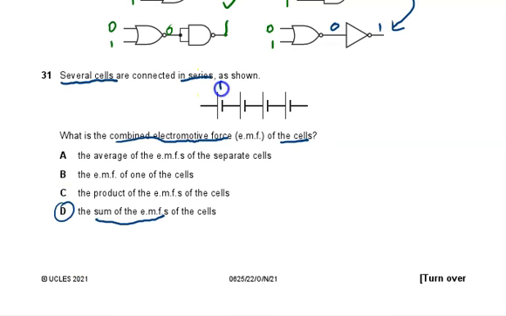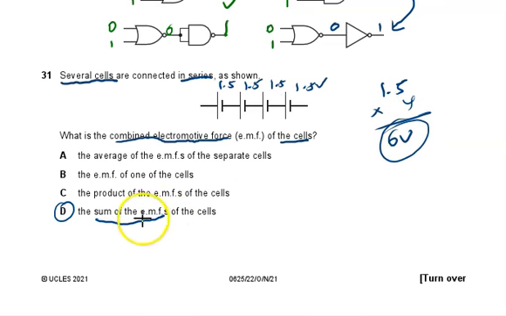For example, now you have 1.5, 1.5, 1.5 and 1.5 volts. So you just have to multiply by 4 here, and the total of this voltage is 6 volts. Okay, so this is the answer for number 31. Now let us continue with 32.